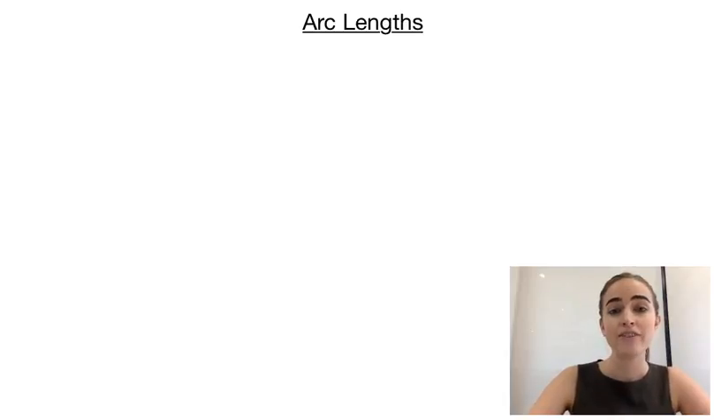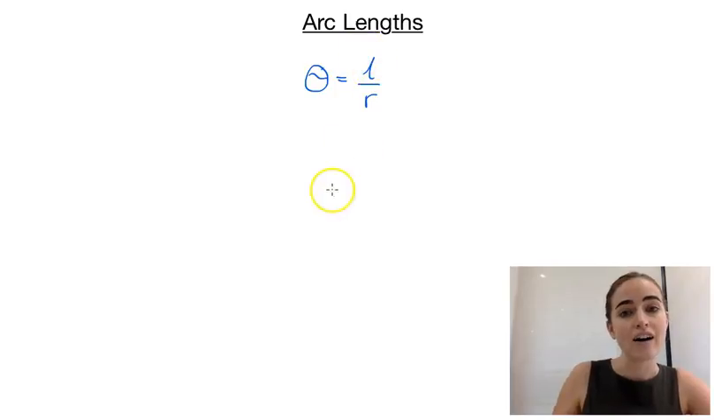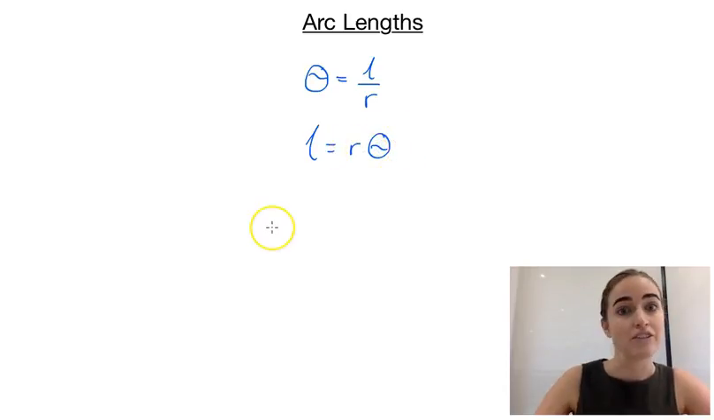In this video, I want to have a look at calculating arc lengths when we're measuring things in radians. So we already know from our video on radians that theta, the size of the angle defined in radians, is equal to the arc length L divided by the radius of the circle. So we can rearrange this to find the arc length. We'd multiply both sides by r and we'd end up with the arc length is equal to the radius times theta, when it's measured in radians.